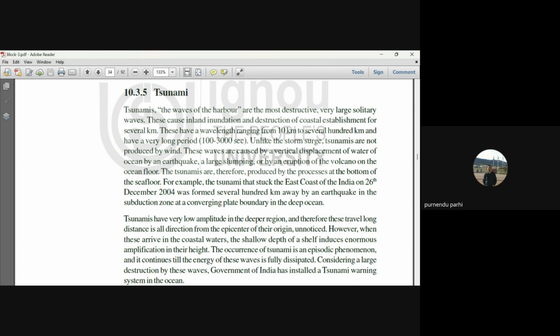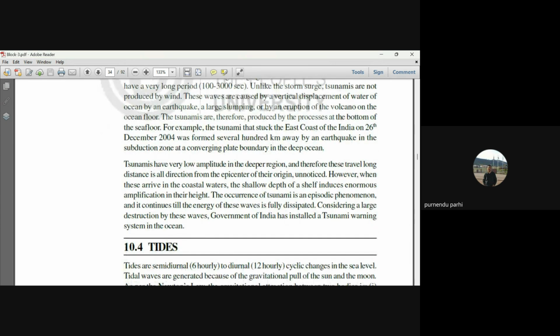The tsunamis are therefore produced by processes at the bottom of the sea floor. For example, the tsunami that struck the east coast of India on 26 December 2004 was formed several hundred kilometers away by an earthquake in the subduction zone at a converging plate boundary in the deep ocean. Tsunamis have very low amplitude in the deeper region, and therefore these travel a long distance in all directions from the epicenter of the origin unnoticed.